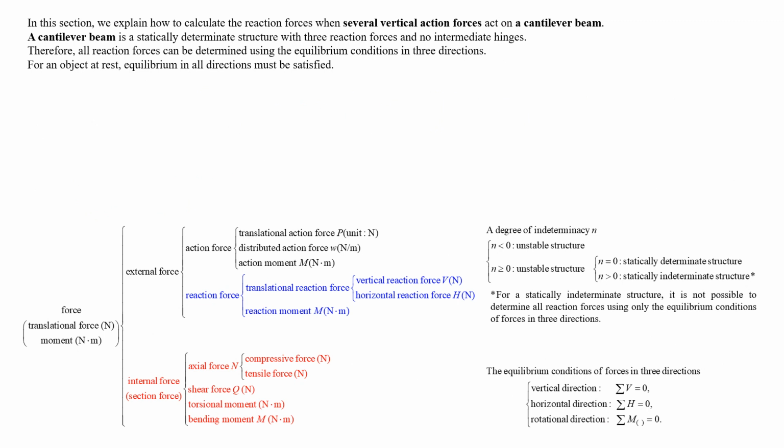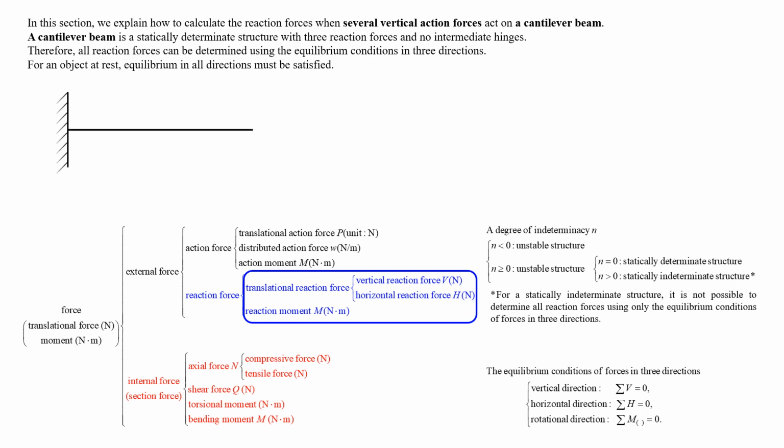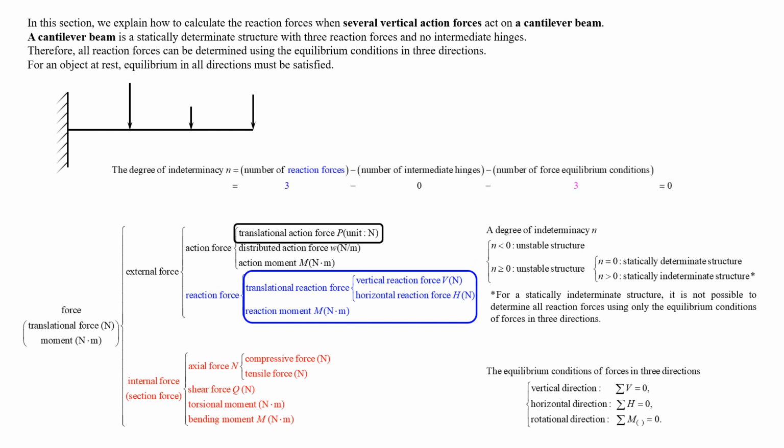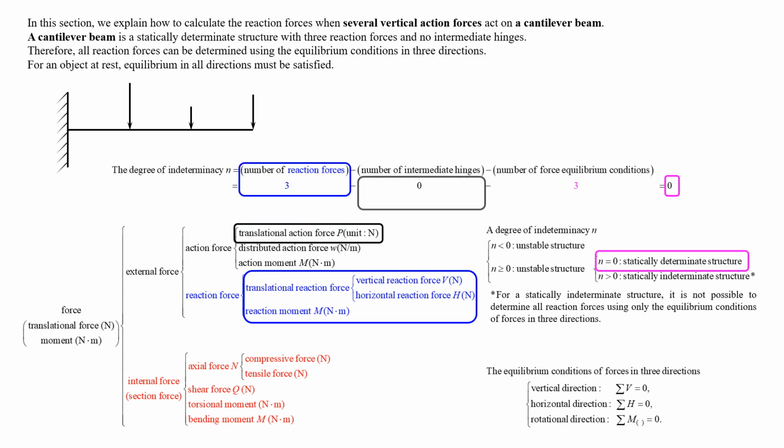In this section, we explain how to calculate the reaction forces when several vertical action forces act on a cantilever beam. A cantilever beam is a statically determinate structure with 3 reaction forces and no intermediate hinges. Therefore, all reaction forces can be determined using the equilibrium conditions in 3 directions.